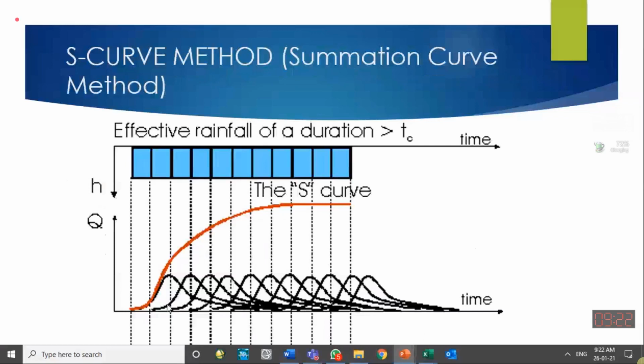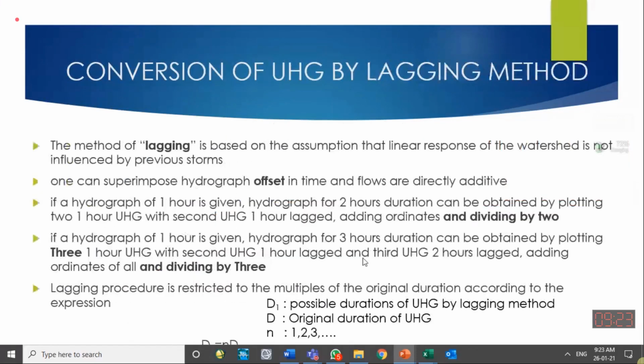Got it? For example, if I have a unit hydrograph of this shape, and I have another unit hydrograph of this shape lagged from each other, so this is starting after this time period, we can add the responses together. So that is what is said over here.